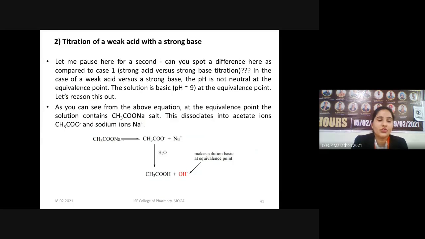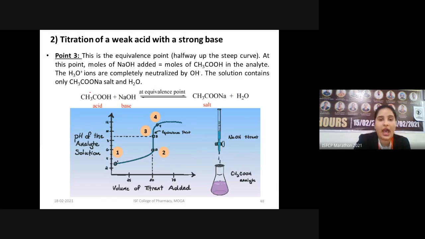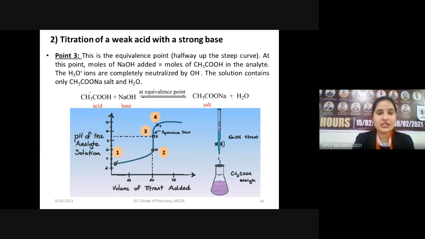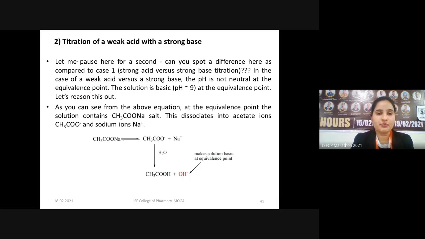So one more important observation which we have to keep in mind: the curve of titration of a strong acid and a strong base has the same shape as that of the titration of a weak acid with a strong base. So what is the difference? Let us pause here for a second and find out what is the difference as compared to case number 1.